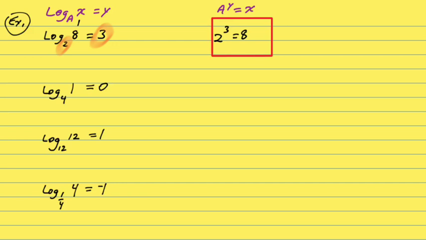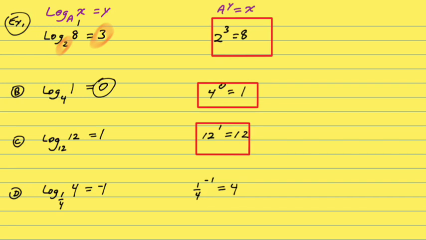Now let's do the same with the next one. The base is 4 raised to this 0 equals 1. How about part C? Could I write the base 12 to the answer 1 equals the argument? And this one would be the base raised to the negative 1 equals 4 in this case. So what you're doing is you're taking them from a logarithmic form and you're writing them in exponential form.